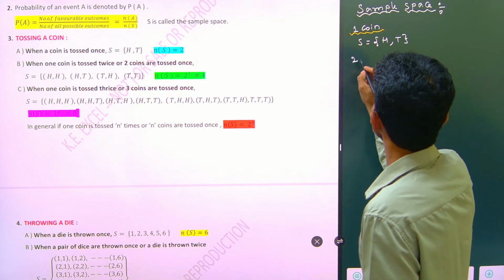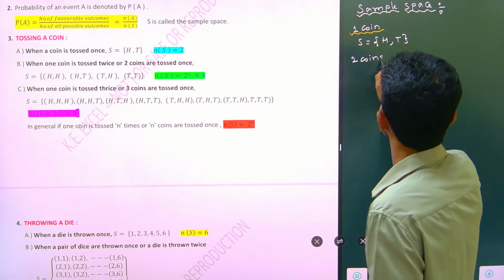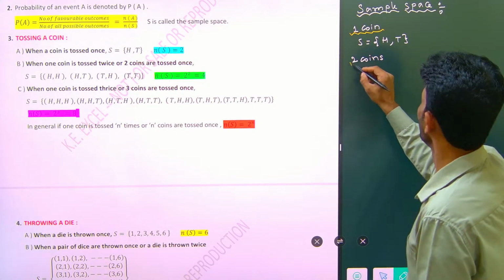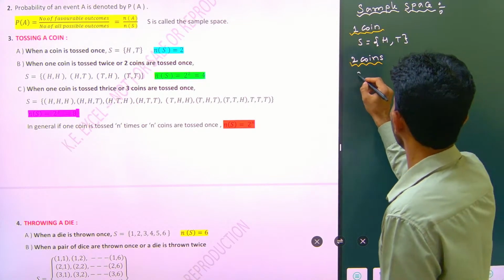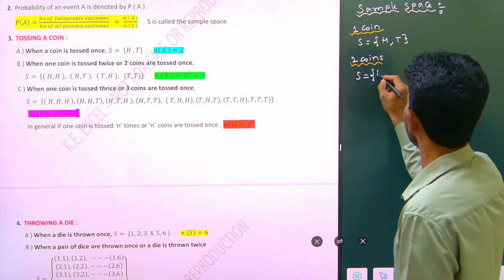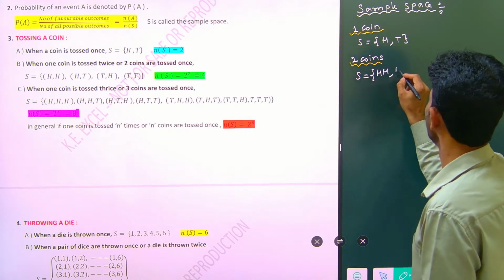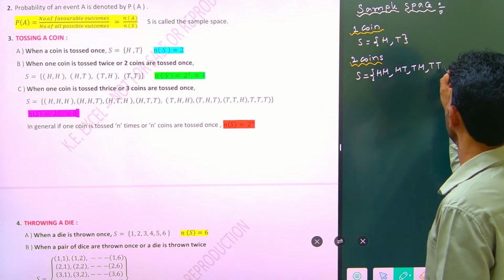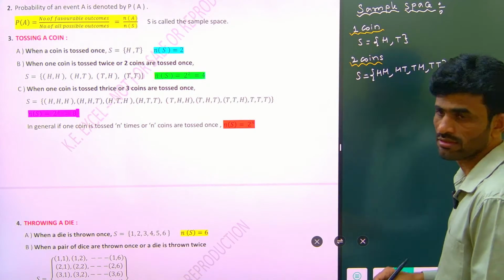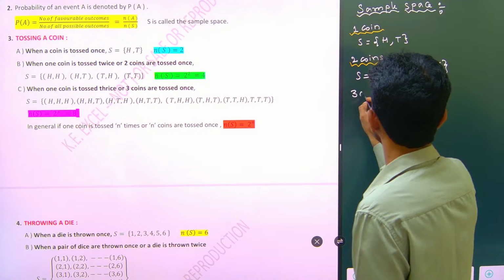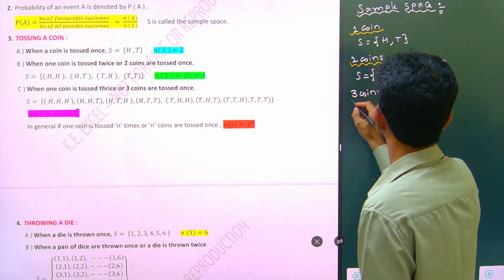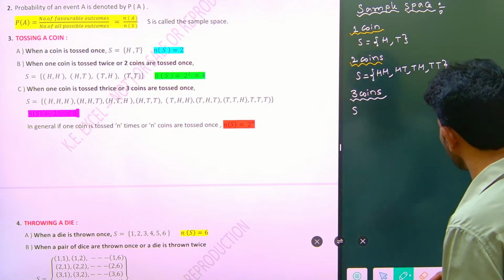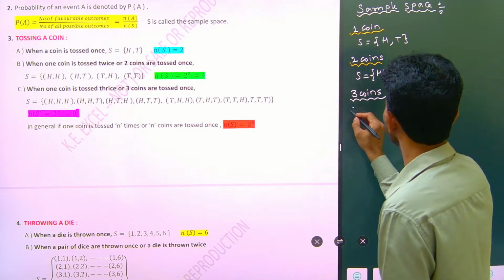If it is two coins, I said to remember one. Okay, two coins is easy only, directly you can write. Heads heads, heads tails, tails heads, tails tails. Two coins. Three coins. For three coins, I said to follow one concept. What is it? For three coins, I said to follow like this.